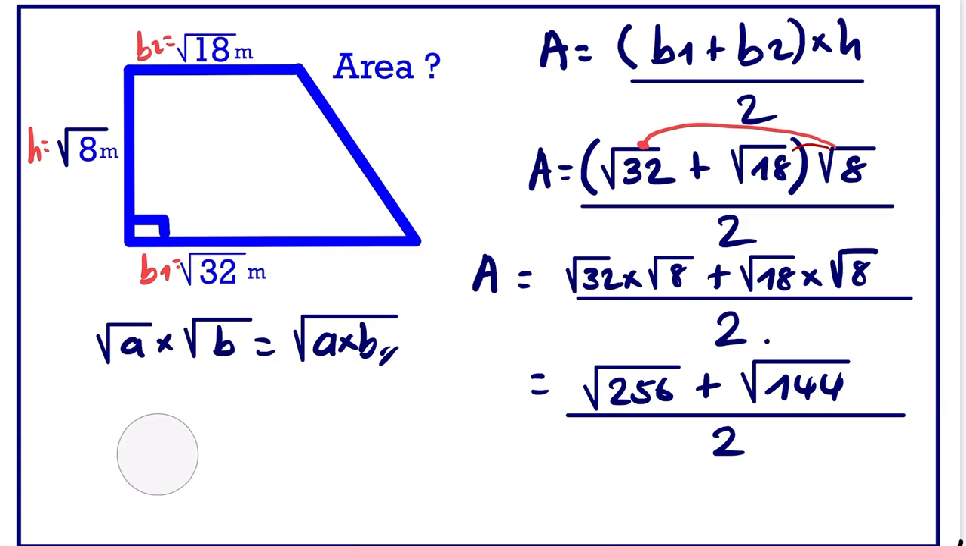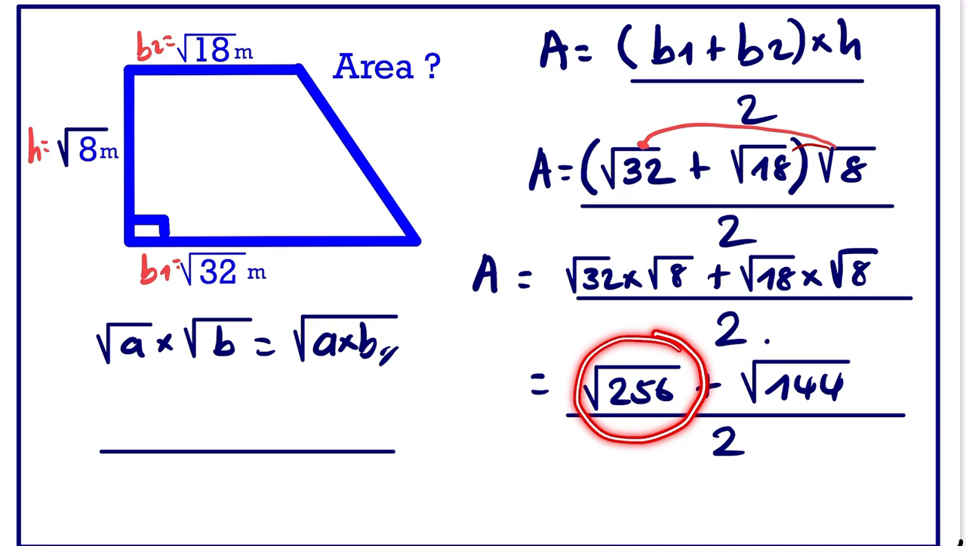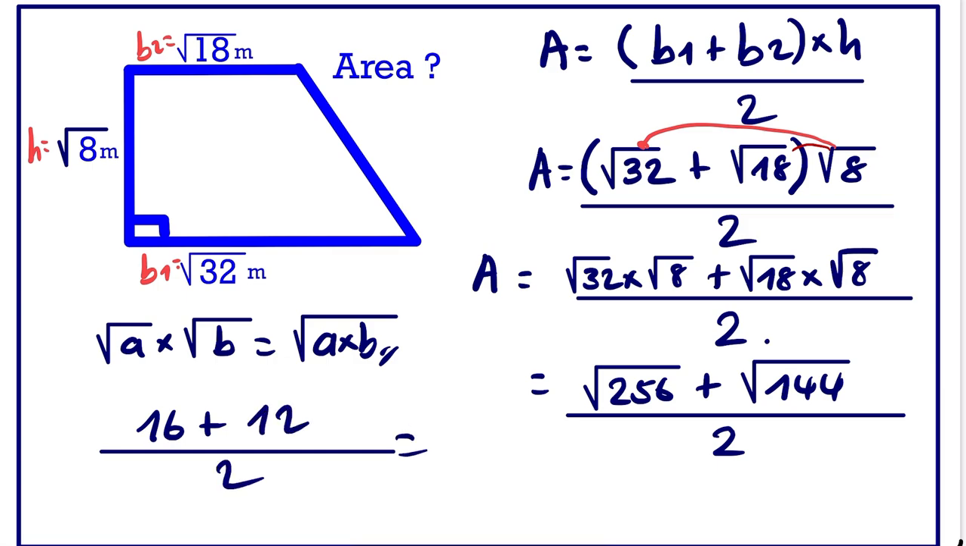If we go further, the square root of 256 is 16, plus the square root of 144 is 12, all divided by 2. If we add them together, we have 28 divided by 2. What is 28 divided by 2? It is 14. So the area A is 14 meters squared.